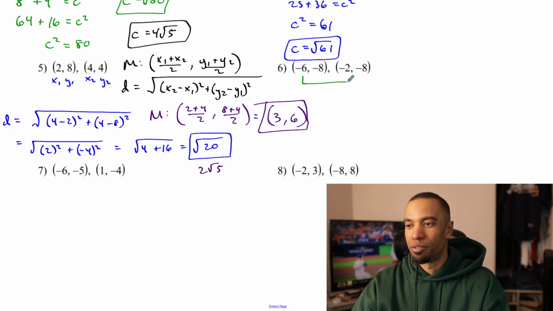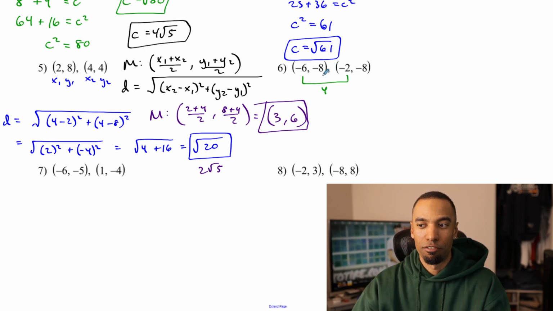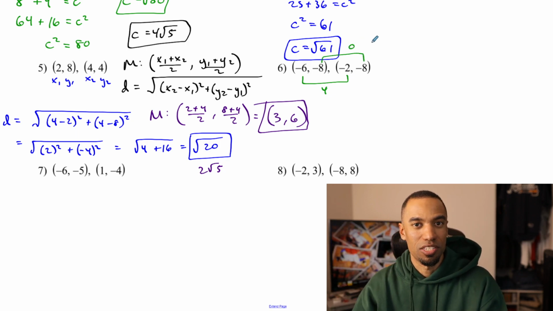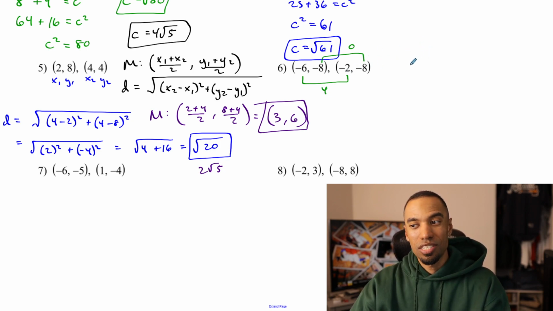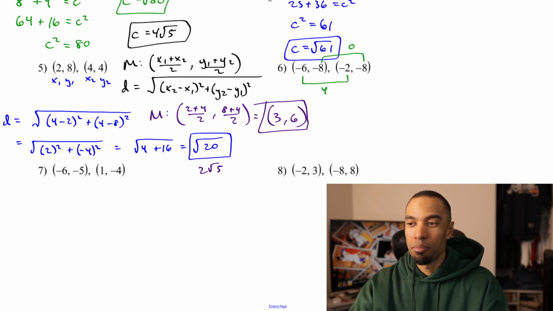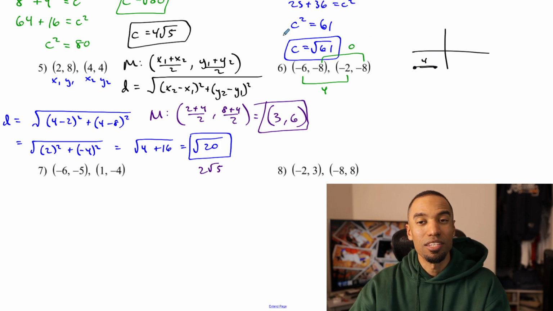All right, number 6. I'm going to do this right here. The distance between negative 6 and negative 2 is 4. Whether you say 4 or negative 4 doesn't matter because you're going to be squaring it. The distance between negative 8 and negative 8 is 0. Don't make a mistake and say 16. You're at the same value. So, what's the actual distance? I do have to use Pythagorean theorem. These 2 points right here are horizontally. Here's negative 6, negative 8, negative 2, negative 8. And you count 4 across. That is my distance.